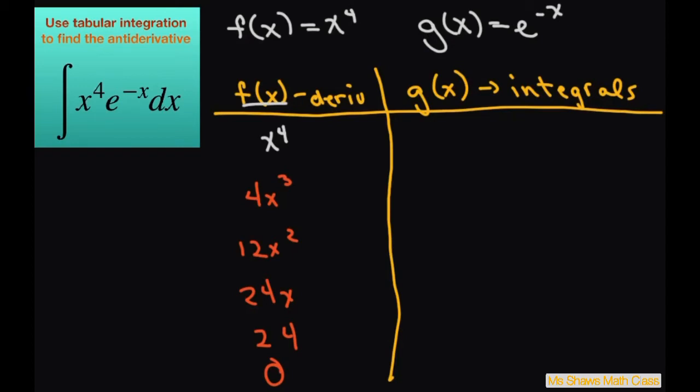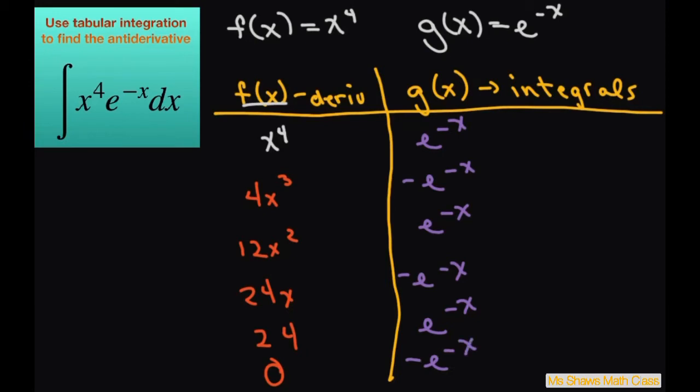All right, now for the integrals, we're going to start with our e to the negative x, and then we're just going to take the integrals. So this is just opposite. So you just do e to the negative x, e to the negative x, and then at 0 it's negative e to the negative x.